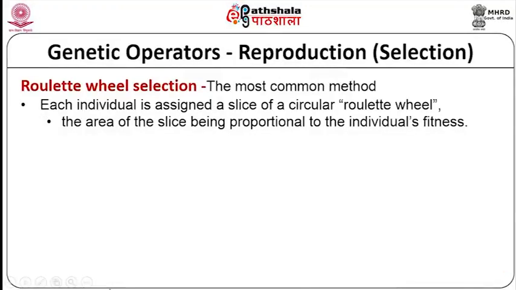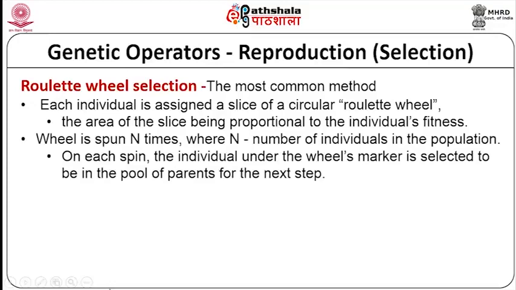Then you have the next genetic operator, which is reproduction or selection. Roulette wheel selection is the most common method that is used for selection. Now, how do I select the parents? Each individual is assigned a slice of a circular roulette wheel, the area of the slice being proportional to the individual's fitness. So, how much area of the slice is given depends upon the individual's fitness. The wheel is spun n times, where n is the number of individuals in the population.